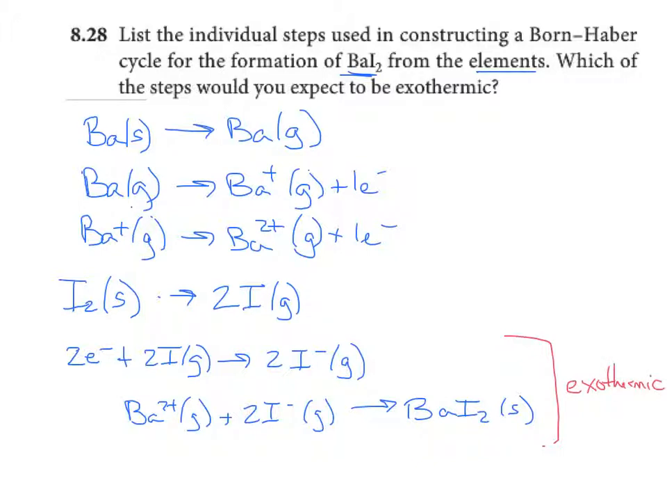Any questions about that? So every time you do the Born-Haber cycle, it's the exact same idea. We just change the identity of the cation and the anion. So you got to pay attention to charges, but other than that, it's the same.